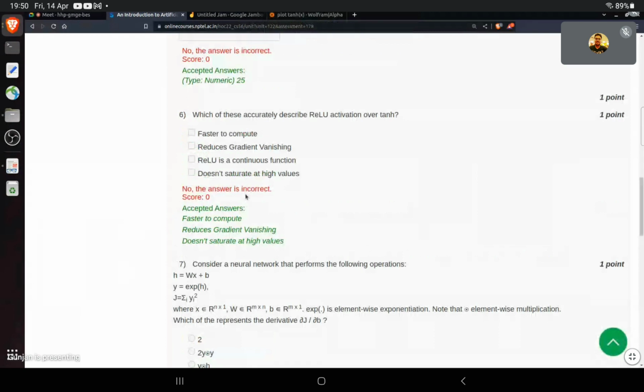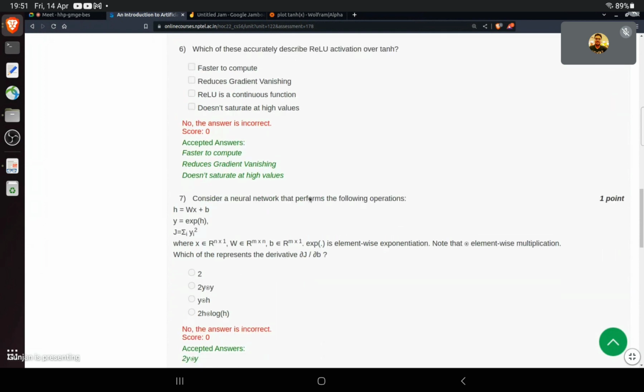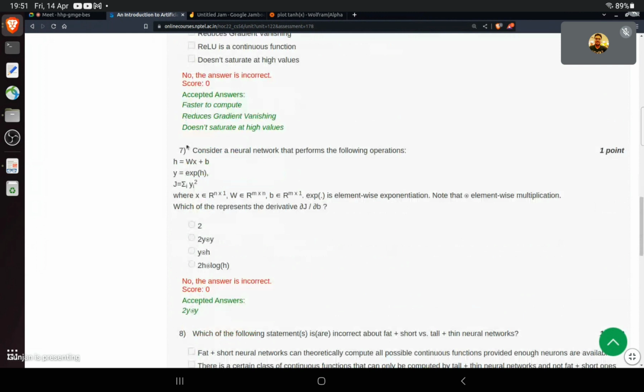ReLU is a continuous function, sigmoid is also a continuous function, tanh is also a continuous function. I think it should be advantages of ReLU over tanh. This is a stupid comparison. Let's move on. That's what I was thinking, why is that even here.